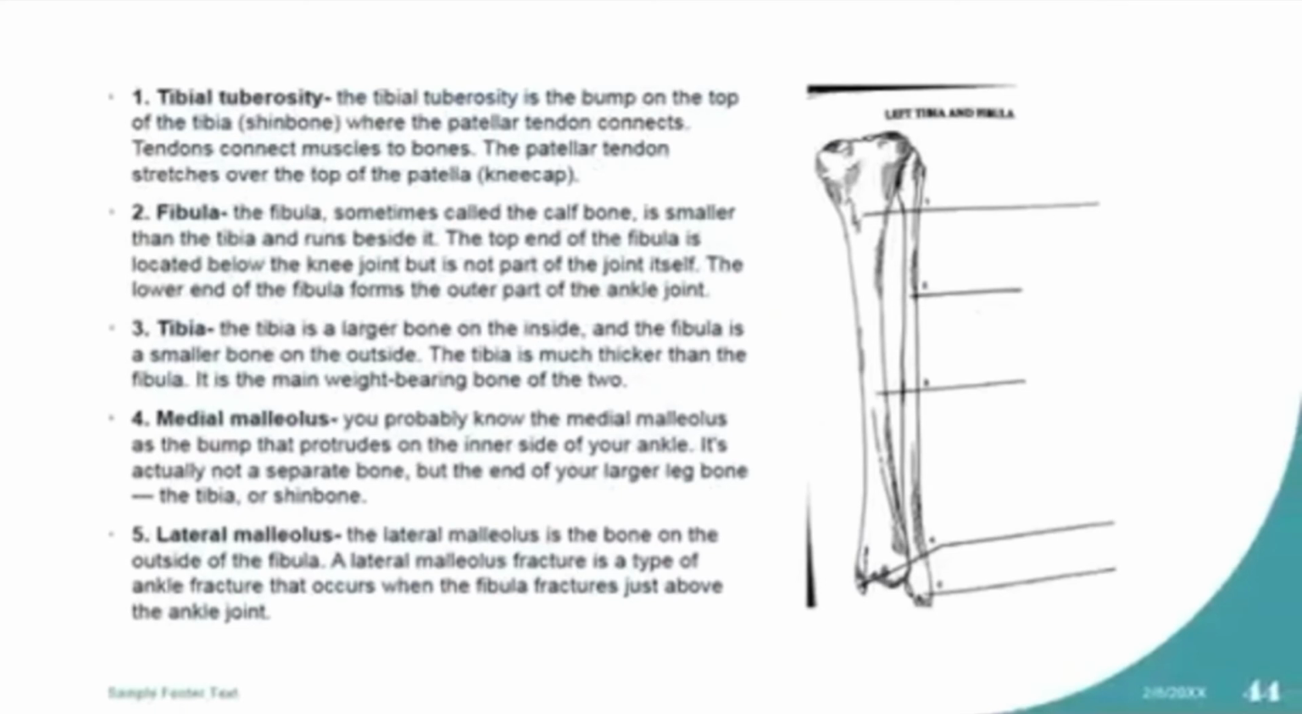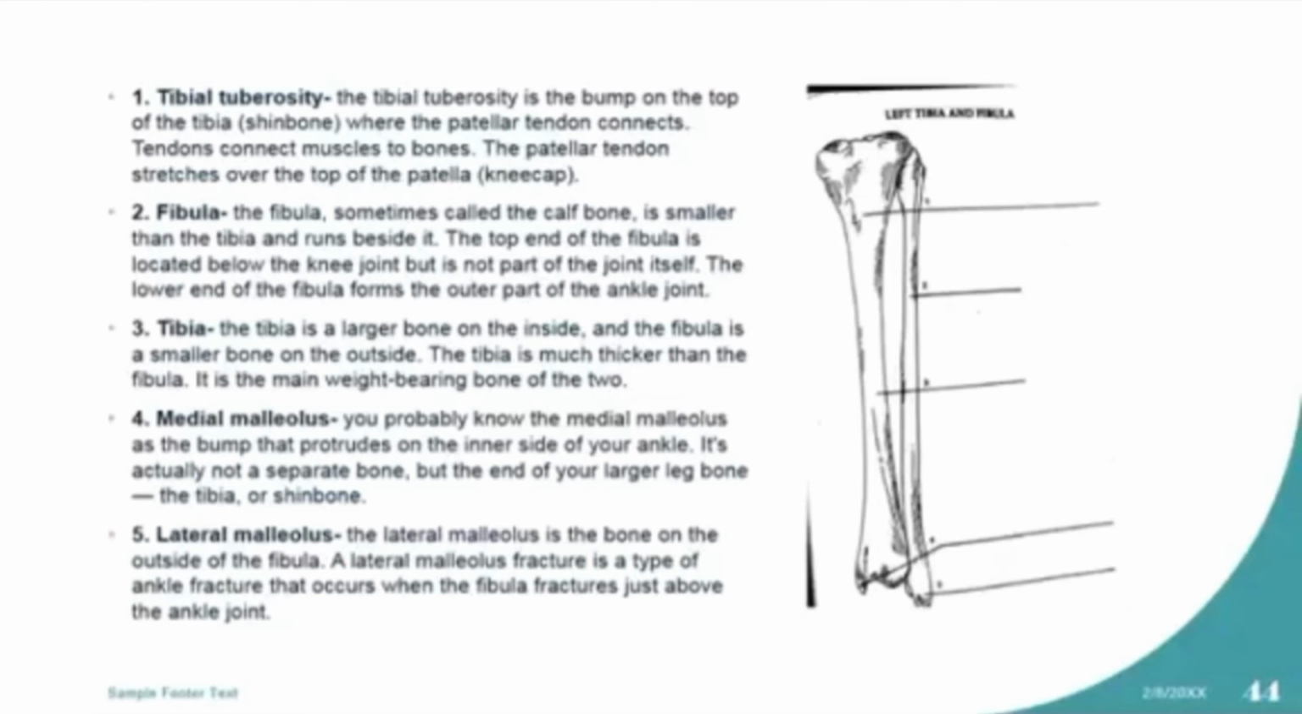The next part is your left tibia and fibula. Number 1 is your tibial tuberosity. The tibial tuberosity is the bump on the top of the tibia, the shin bone, where the patellar tendon connects. Tendons connect muscles to bones. The patellar tendon stretches over the top of the patella, the kneecap.